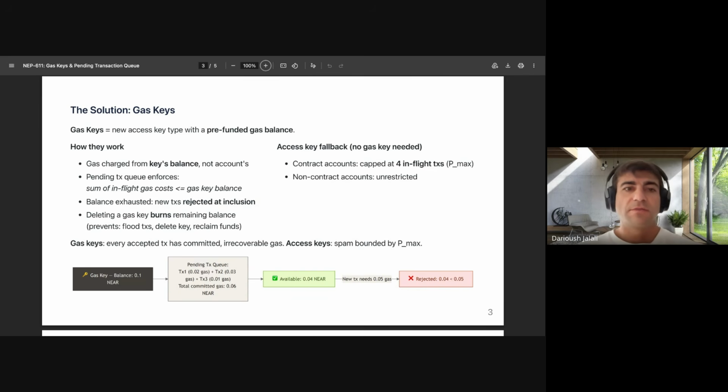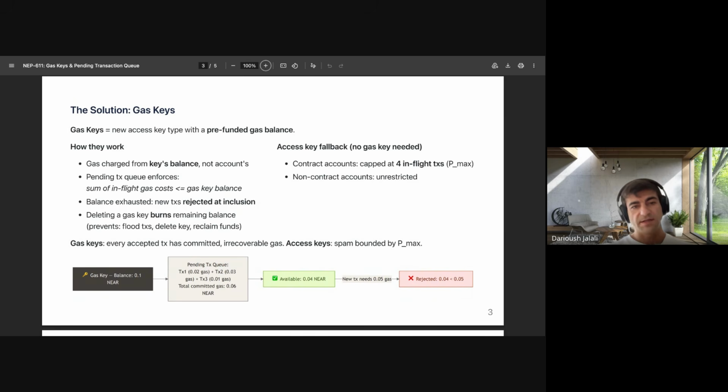Cool. So we are introducing a new kind of access key, which contains a prefunded gas balance. The gas balance is prefunded in the sense that it cannot be reduced without the chunk producer having observability into this reduction. There is also a caveat that it can be burned as well.